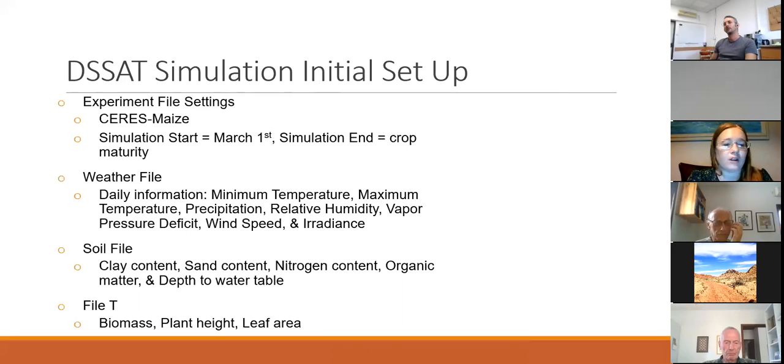We have a weather file where we set up a bunch of daily information: minimum temperature, maximum temperature, precipitation, relative humidity, vapor pressure deficit, wind speed, and irradiance. And then we have our soil file where we enter our clay content, nitrogen content, sand content, organic matter, and depth to water table. And then finally we have our file T, where we enter some of our collected plant growth data from throughout the season. In there I entered biomass, leaf, plant height, and leaf area.